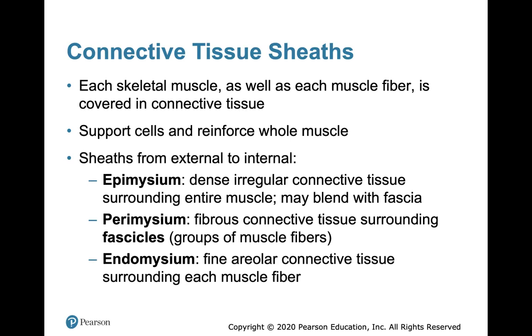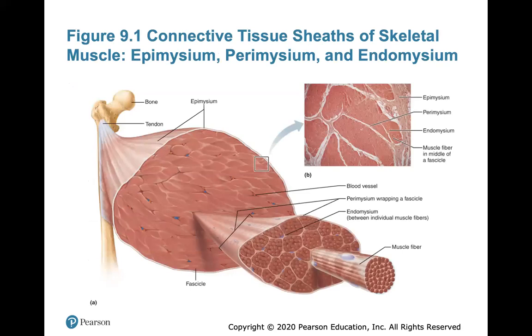From external to internal, we have the epimysium, which surrounds the entire muscle. The perimysium surrounds the fascicles, which are groups of muscle fibers, and then the endomysium surrounds each muscle fiber. And these are just different connective tissue sheaths that surround the muscle. So here we have our epimysium surrounding the entire muscle, the perimysium surrounding the fascicle, which is made up of bundles of muscle fibers, and the endomysium is between individual muscle fibers.